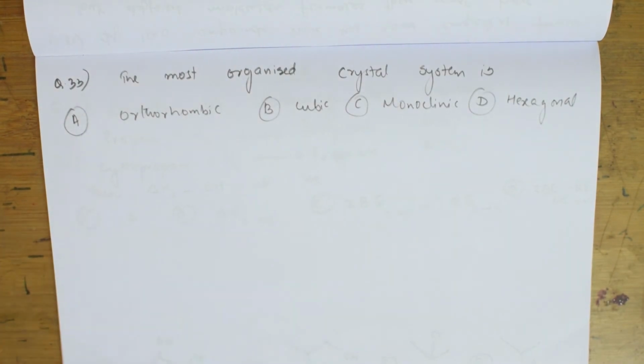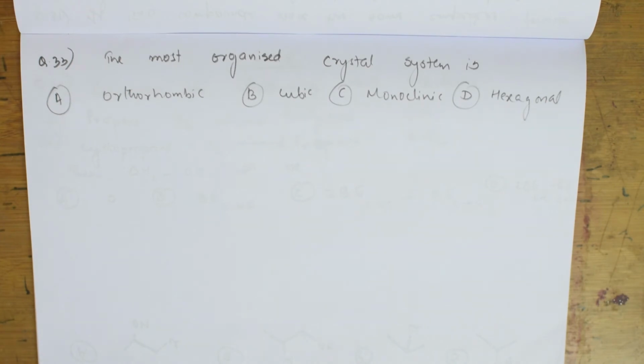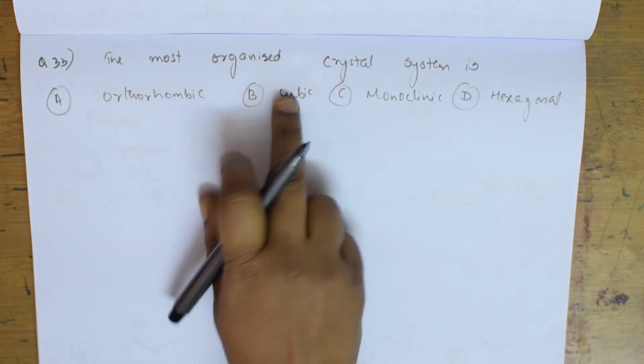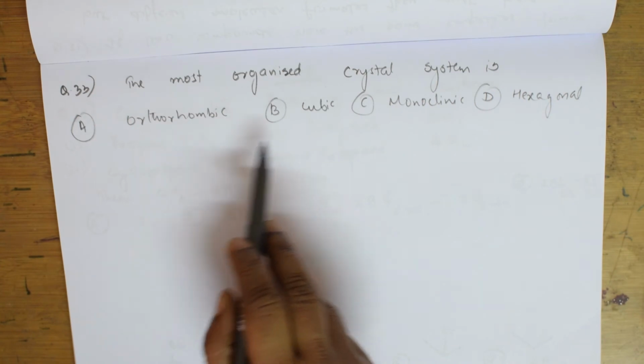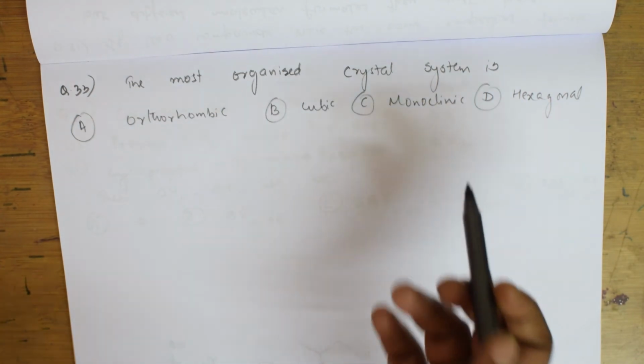Okay, now we have come to the solid state chapter. We have done organic chemistry earlier, now we come to solid state. Let's read: the most organized crystal system is... What is the most organized crystal system? They've given orthorhombic, cubic, monoclinic and hexagonal.